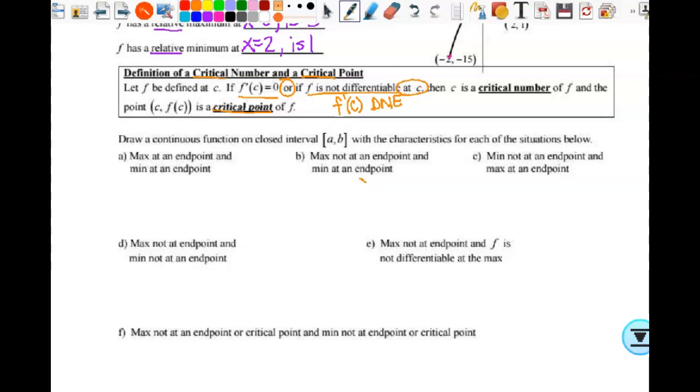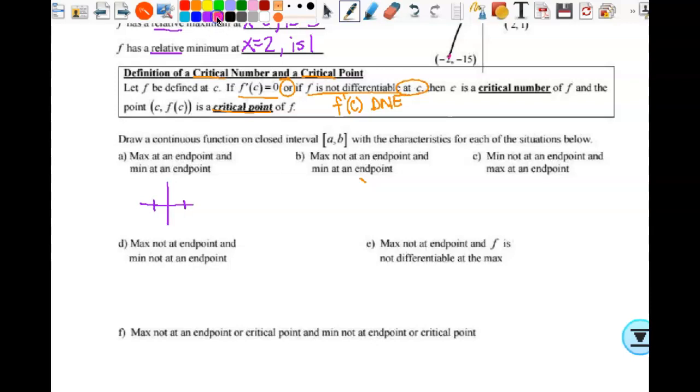Okay, so let's draw a bunch of cute little graphs here. It says draw a continuous function on the closed interval from a to b. We don't know where a and b are. We'll just put them in the same spot each time, like a and b here. That looks good. With characteristics for each of the situations below. So here it says we have the max at an endpoint and a minimum at an endpoint.